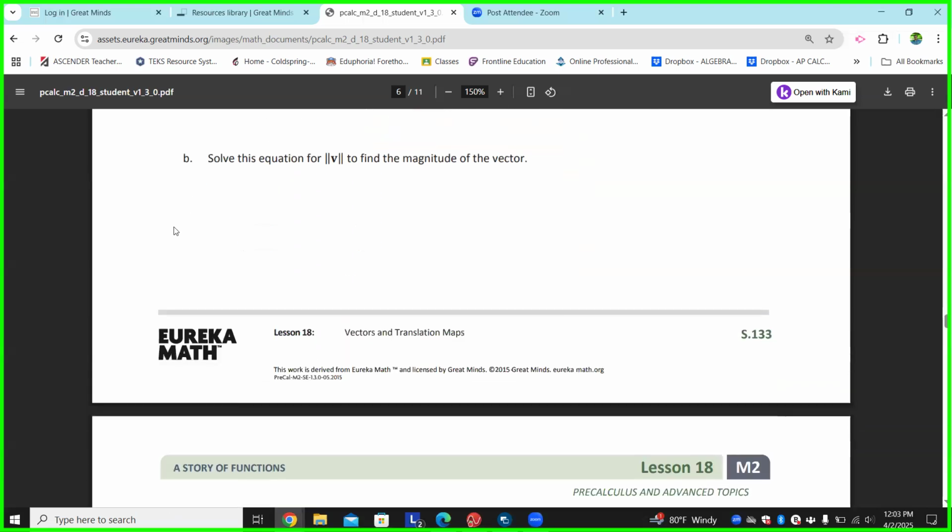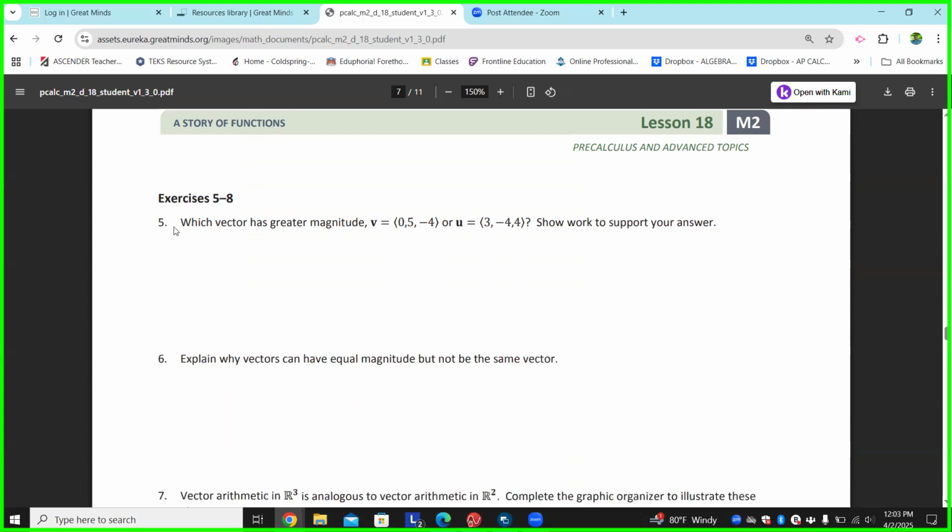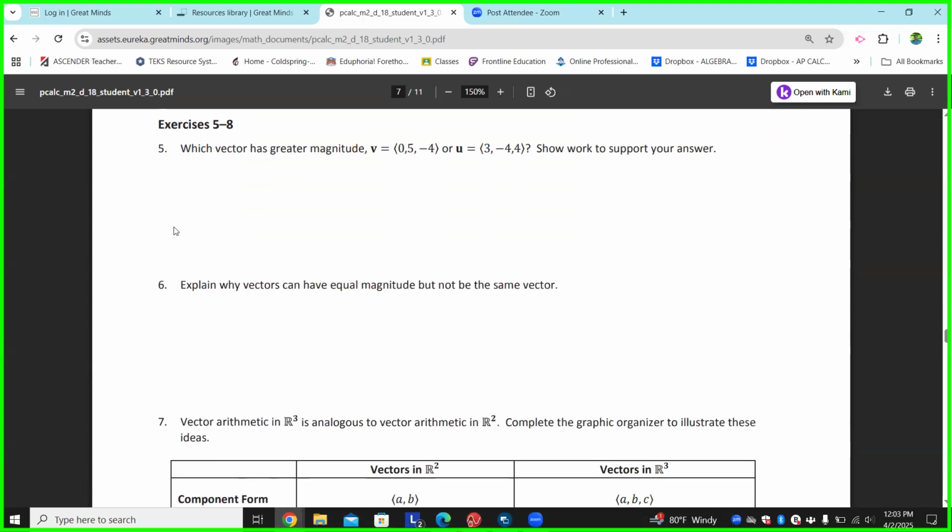So this will be the last little exercise question, and then it has a nice little chart for us to organize all the information to wrap this up. So in exercise 5 through 8, on number 5, which vector has the greatest magnitude, V or U? Quickly, for the next 1 to 2 minutes, go ahead and find the magnitude of V and U using that formula I just provided. And let's determine which one has a larger magnitude.